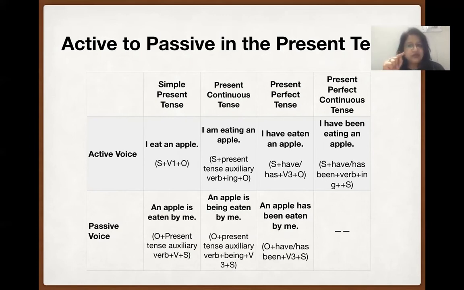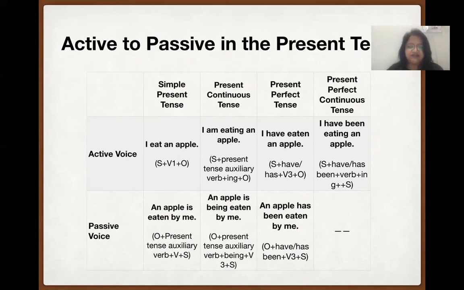Now, what are we discussing? We are going into a little more detail so that we are helped in converting the sentences from active to passive. So we are talking about the forms of verb. Here, when I say eat, eat is the simple present form of the verb. So I eat an apple is S plus V1 plus O. When you make it the passive voice, it is an apple is eaten by me. So object, definitely you take first. There you don't even have to think. But how is the verb changed? Object plus present tense auxiliary verb plus verb plus S. Okay.